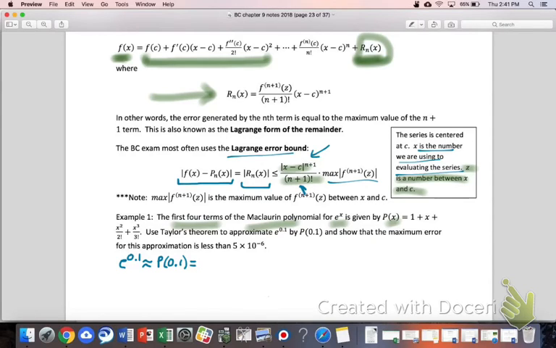What'd you get? 1.105. 1.105? It's definitely got to be 1 or bigger, doesn't it? Yeah. So that certainly makes sense. We in agreement?